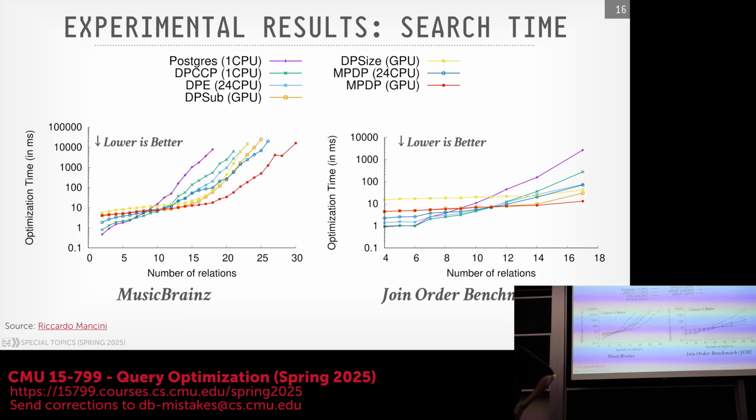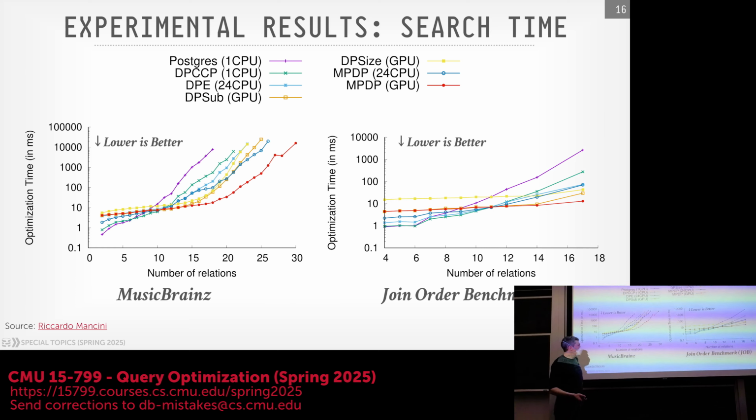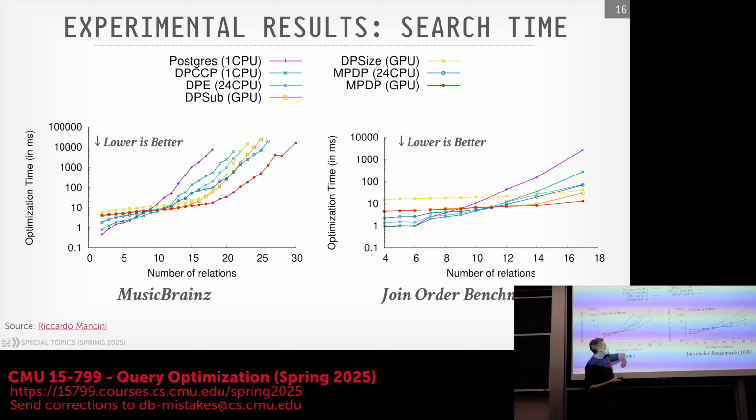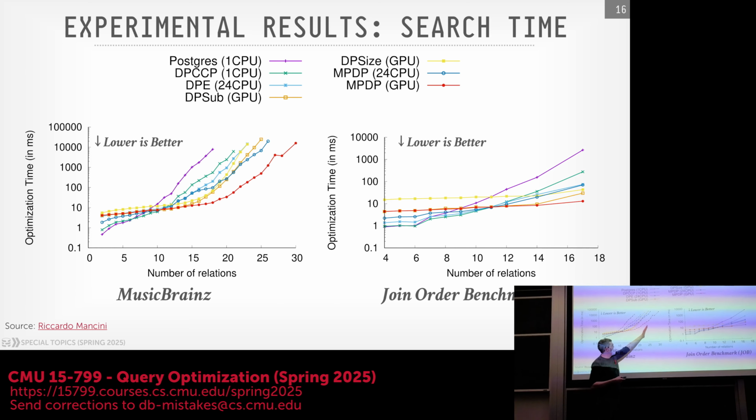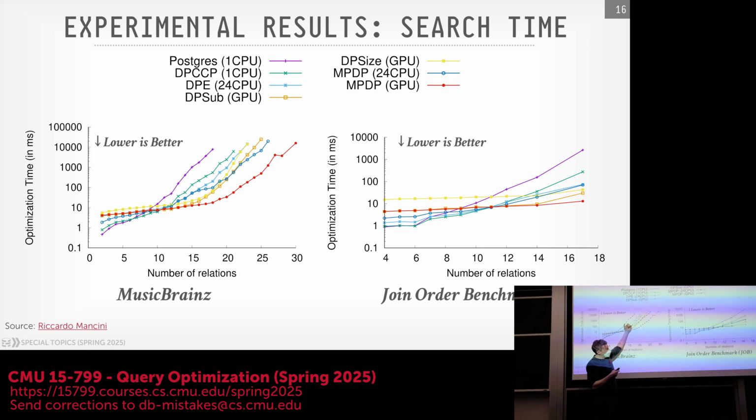Yes? So if you cut off the MusicBrainz graph at 18 relations, which is the highest number that the JOB goes to, they kind of look very similar. So his point is, is it also the number of relations? If you ignore everything on this side after 18, it kind of looks very similar. So is the benefit you would get from using a GPU or the parallel search limited to a high number of relations?